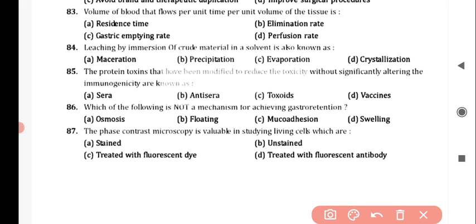Next question is, the protein toxins that have been modified to reduce the toxicity without significantly altering the immunogenicity are known as, and the correct answer is option C, toxoids. Next question is, which of the following is not a mechanism for achieving gastro-retention? And the correct answer is option A, osmosis. Next question is, the phase contrast microscopy is valuable in studying living cells which are, and the correct answer is option B, unstained.